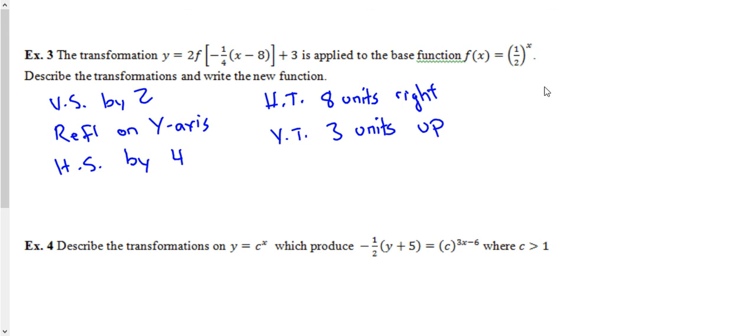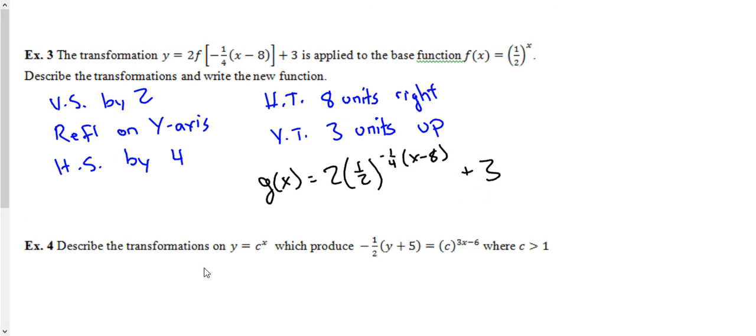So let's write down our equation for g of x here. What is happening to our function? We have 2 times our base 1/2 to the exponent of negative 1 over 4 times x minus 8, then all of that plus 3, and there we go.